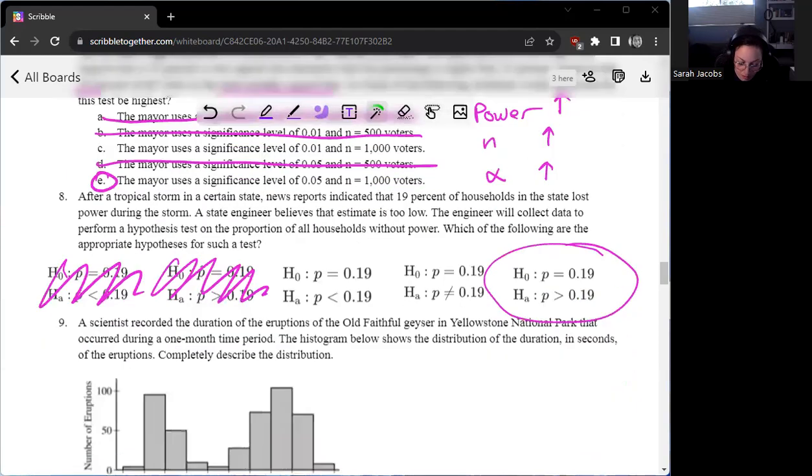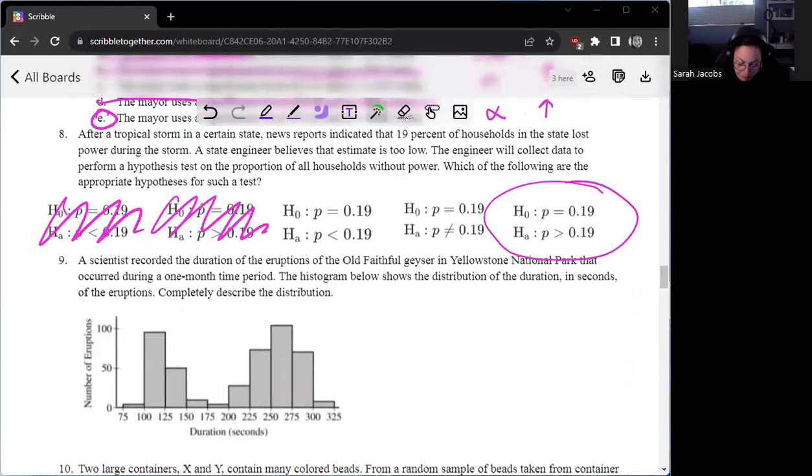Alrighty. Number 9. A scientist recorded the duration of eruptions of Old Faithful Geyser in Yellowstone National Park that occurred during a 1-month time period. The histogram below shows the distribution of the duration in seconds of the eruptions. Completely describe the distribution. If you see the word describe, you should immediately think about cussing.